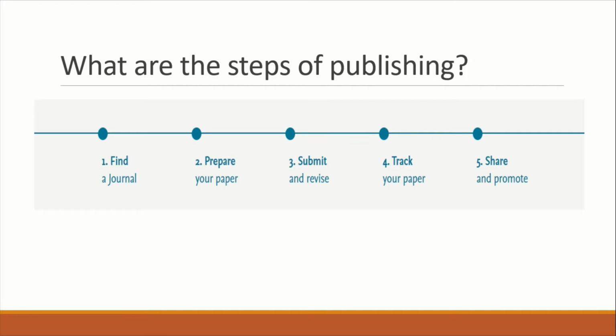What are the steps of publishing? The first step is to find a journal. The second step is to prepare your paper. The third step is to submit and revise your paper. The fourth step is to track your paper, and finally you have to share and promote your paper.